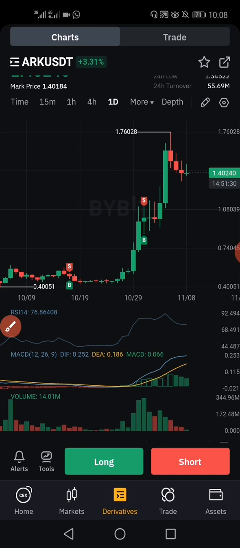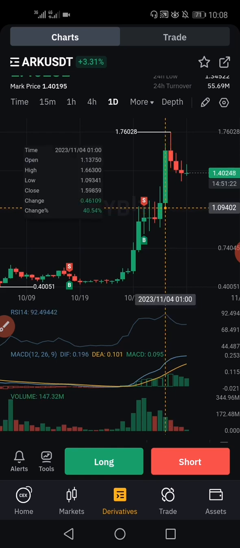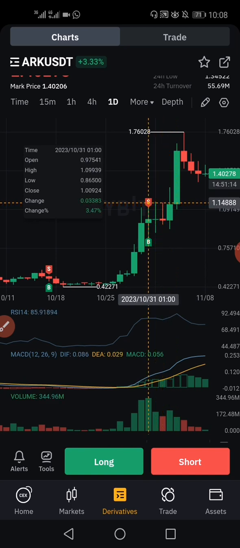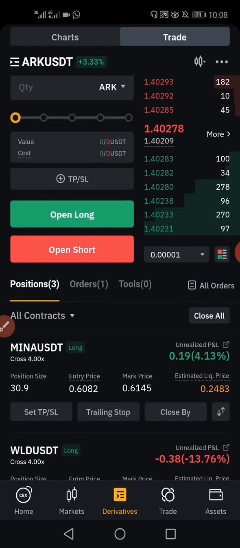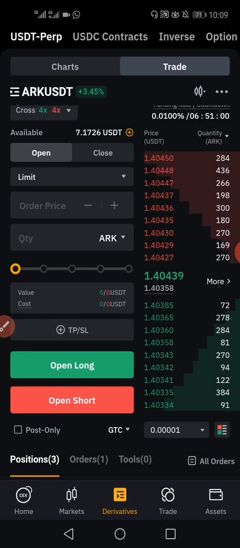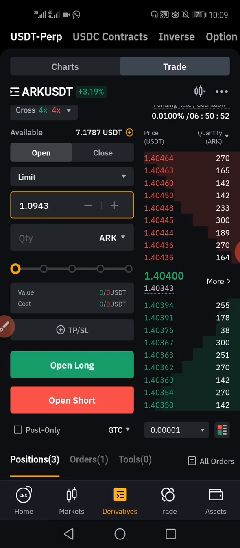This area is at 1.0. So I'm putting at this area where you have the candle wick, this thread of the candle. That's where I'm putting it. That's about 1.09428. So I'll come to long. I'll click on long. I will go to limit. I'll put it at 1.0943.